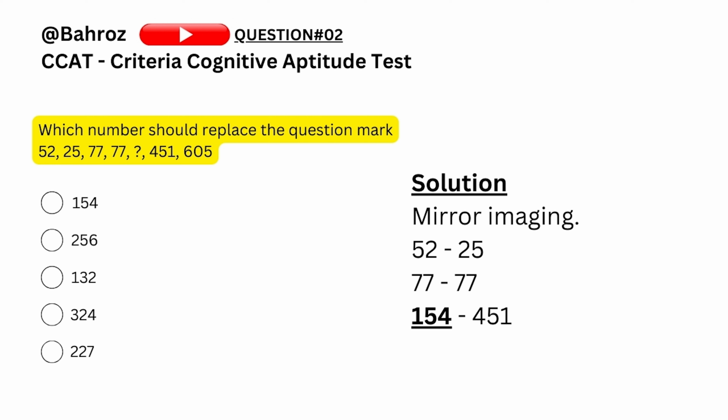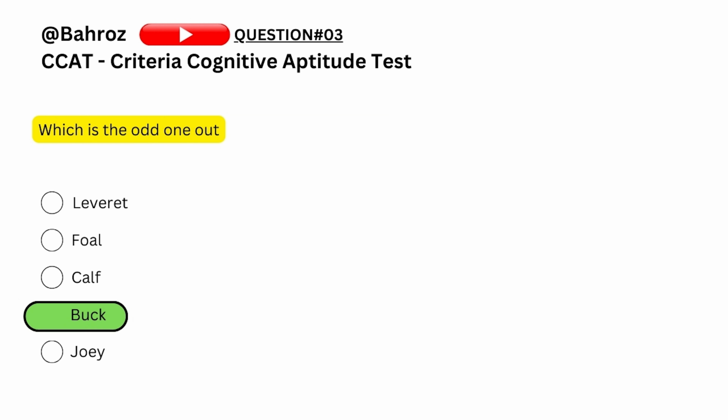Question number 2, which number should replace the question mark, which means we have 52, 25, 77, 77, question mark, 451, 605. Here it's kind of a sequence question. If you realize, especially by looking at 77 and 77, that they are actually mirror imaging the numbers. So 52 becomes 25, 77 becomes 77, and 451 is there. So the mirror image of 451 would be 154. So 154 is our answer.